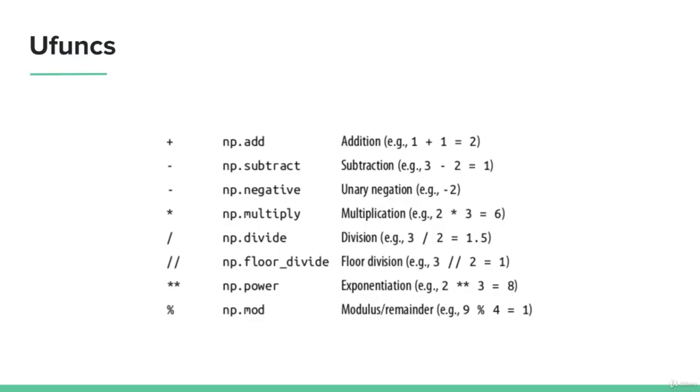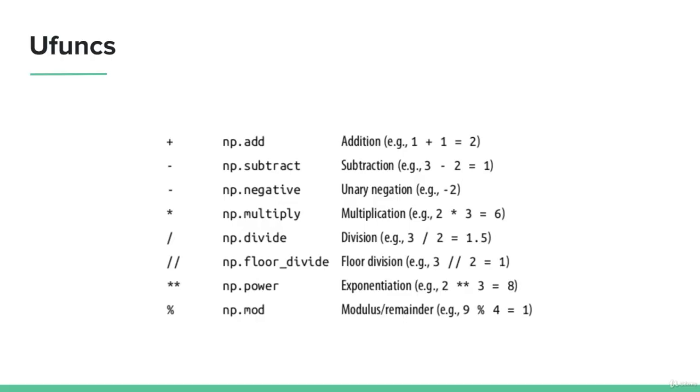We have addition, subtraction, negative, multiply, divide, floor divide, power, and mod. Some of the universal functions are quite self-explanatory from their names, and some of them need a little explanation. Floor divide: if we're dividing 3 by 2, the answer should be 1, because that is the lesser value compared to 1.5. The actual value is 1.5, but we need the floor value. To remember that, the floor value is the lower bound, and the lower bound over here should be 1 and not 1.5.